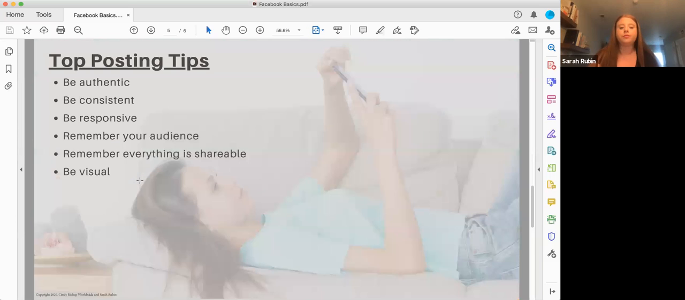And then some top posting tips: be authentic, be true to who you are, be consistent, even if that means just posting once a week. If you say, I'm going to start posting once a week, okay, but make sure you're actually doing it once a week. Then once a week can turn into twice or three times or four times or seven times.